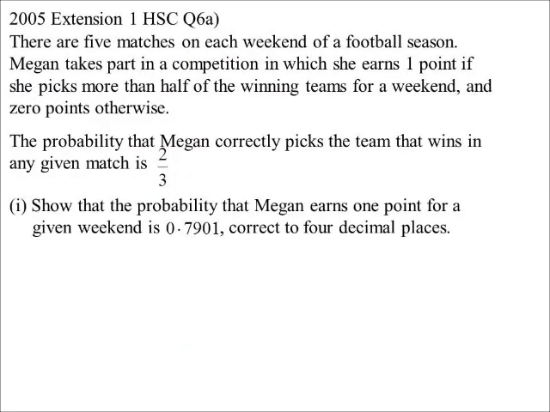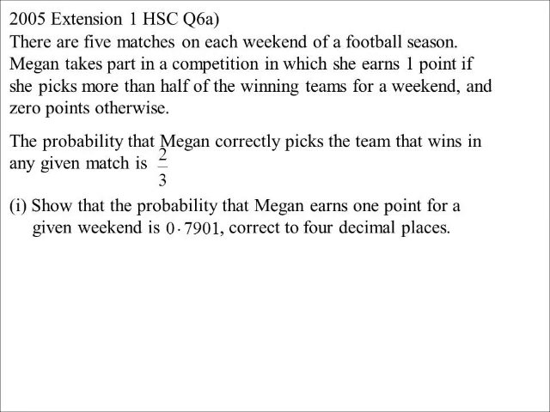Let's have a look at an HSC one. So from 2005, 5 matches each weekend of a footy season. Megan takes part in the competition. She gets 1 point if she picks more than half of the winning teams for a weekend, 0 otherwise. It's a very strange tipping competition, this one, but all right. The probability that Megan correctly picks a team is 2/3. Show the probability she earns a point is 0.7901.